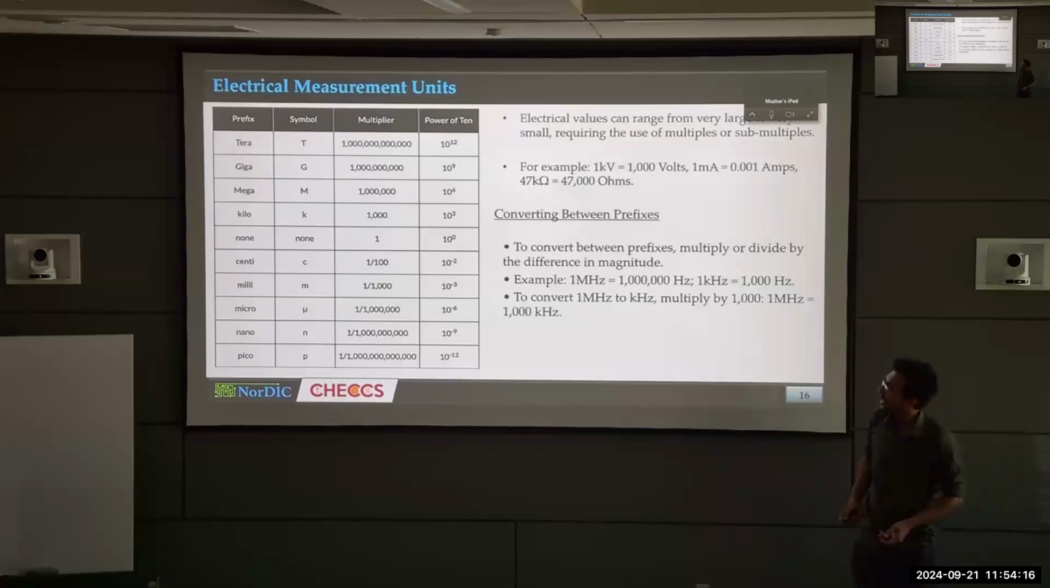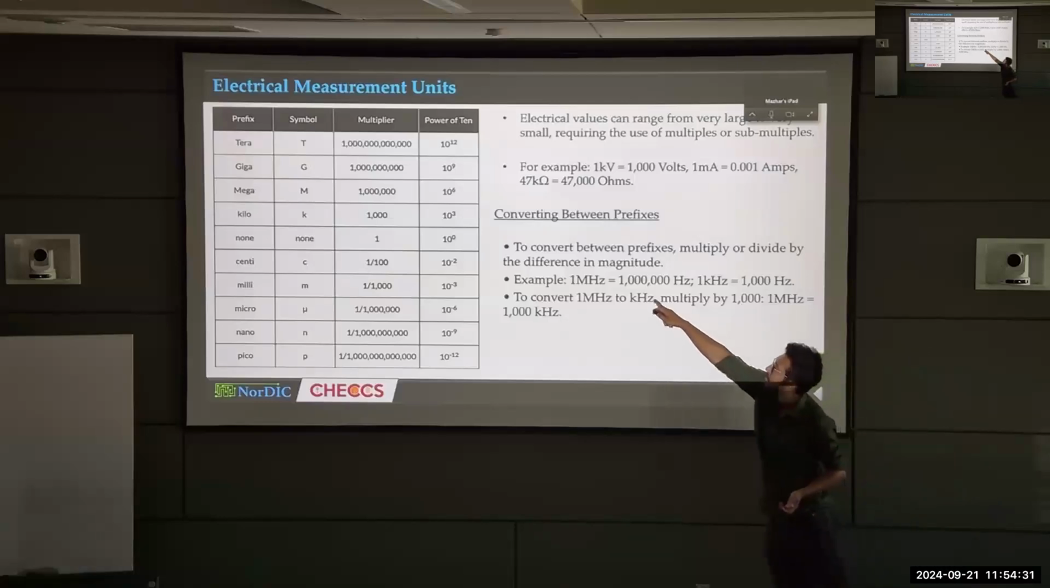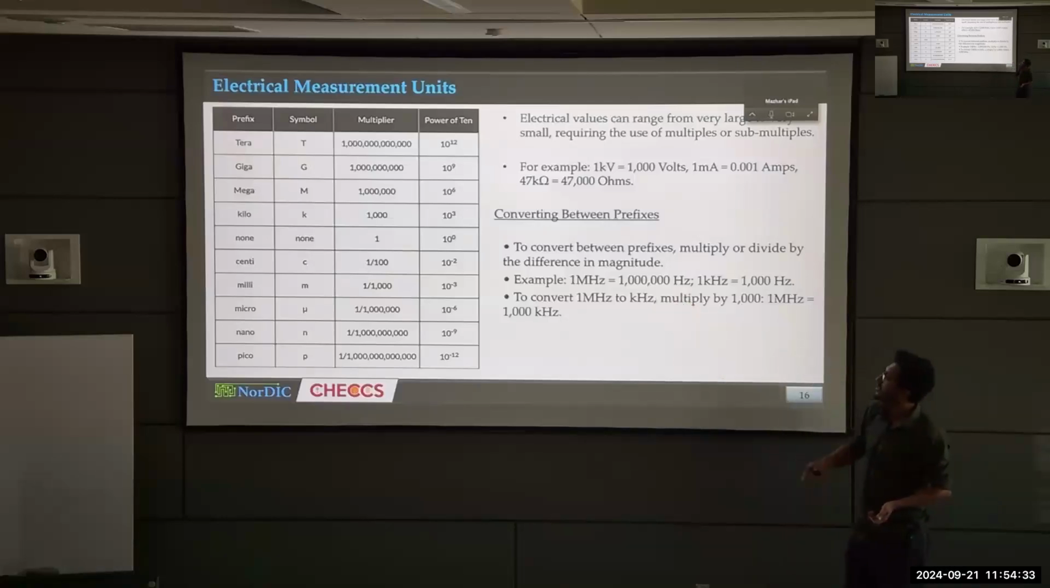Typically there are a lot of shortcut methods to keep those in memory, like pico and so on. There are a lot of rhymes. You can learn that as well, but you need to know a few of them actually. For example, 1 megahertz means 10 to the power 6.